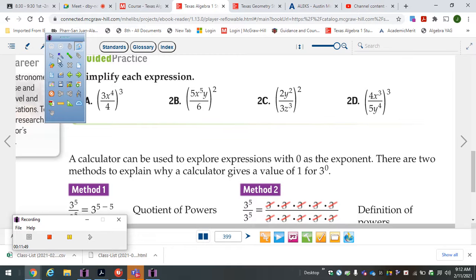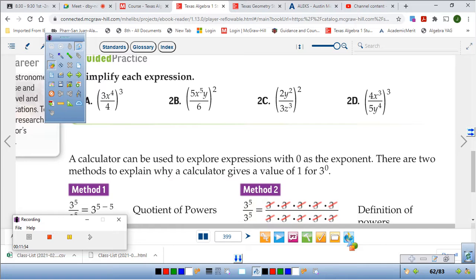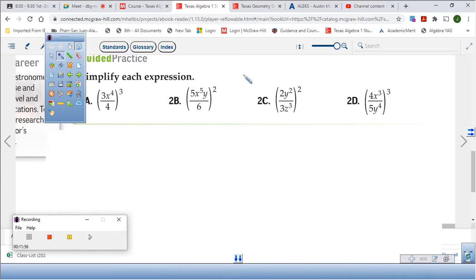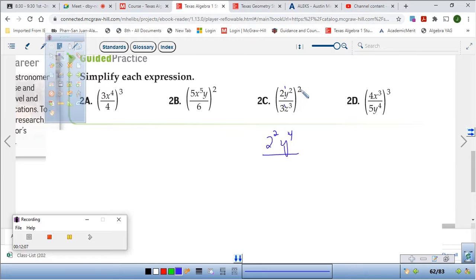I'll do C real quick, 2C. Everything has a power of 1 if you don't see it. So I multiply 2 times that 1 right there, so I'd have 2 squared. Then I have y to the 4th. You should know this already, it's a quick review. Then I multiply this one times this one, it becomes 3 squared. And then we have z to the 6. Okay, that's a good answer for your variables.